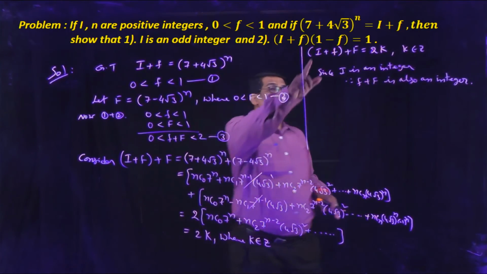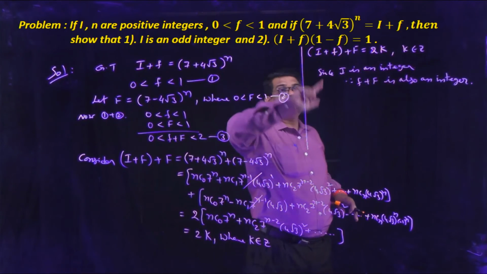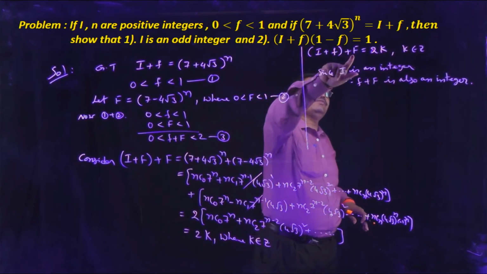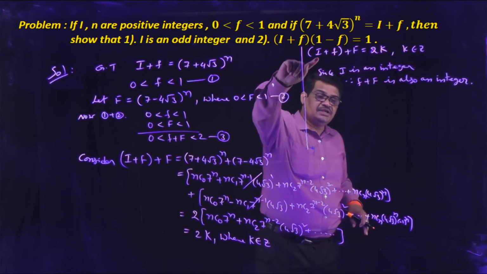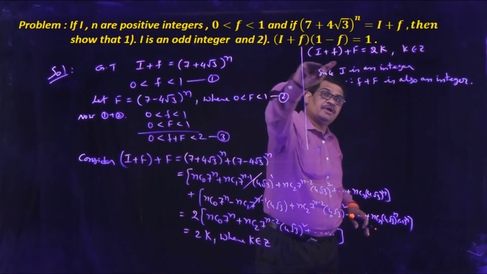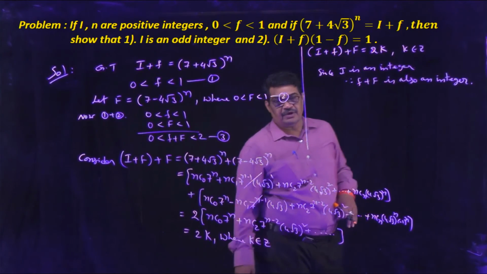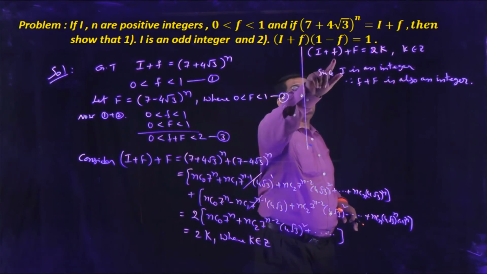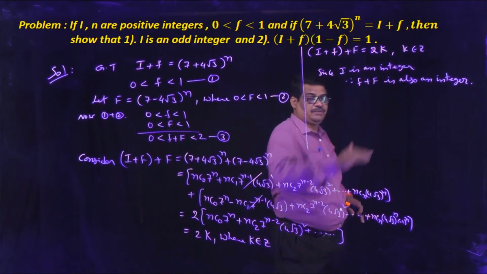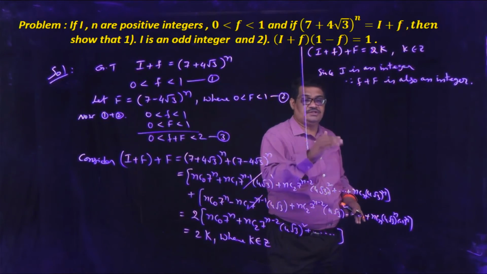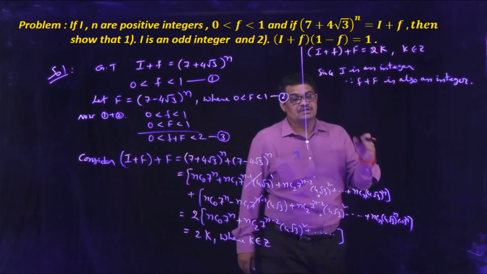Since the sum is an even number, I plus small f plus capital F is even. I is an integer, so the remaining part must be an integer; then only it gets an even number. So the small f plus capital F value must be an even integer.